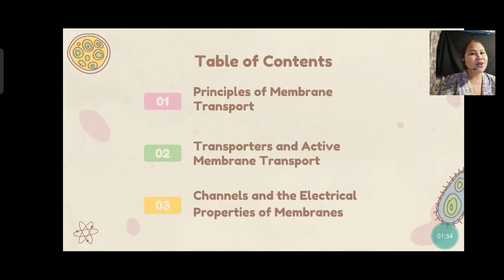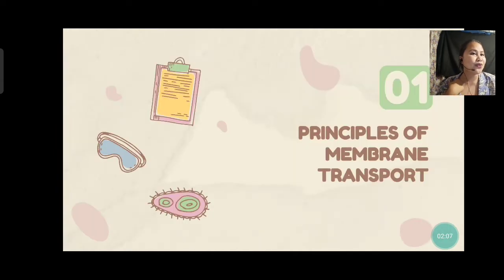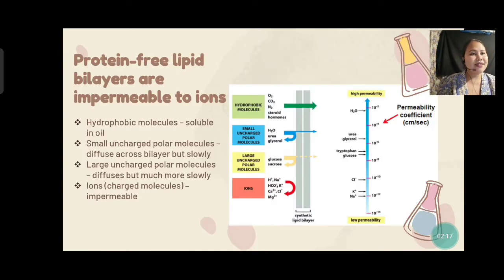We'll also know about the principles of membrane transport, the transporters and active membrane transport, the channels and the electrical properties of membranes. For number one, the principles of membrane transport. So what are the principles of membrane transport? First is that protein-free lipid bilayers are impermeable to ions.